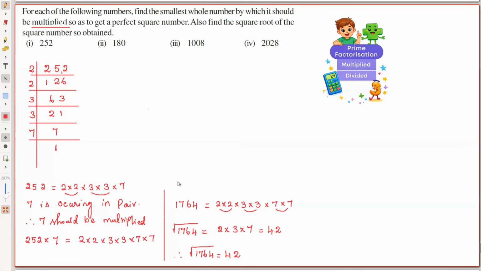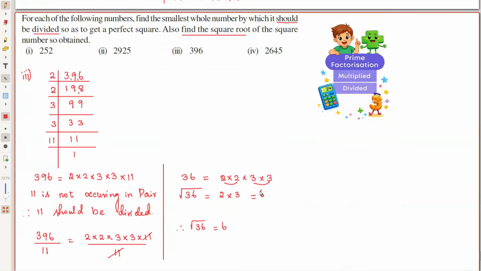Then you have to find out the square root. That means we are multiplying 7 on both the sides. 252 into 7 is 1764. If you multiply 7 on this side, it will become a pair. Then if you want to find the square root of 1764, from each pair you have to take one number out. From 2, 1, 3, 7, multiply, 42. The square root of 1764 is 42.